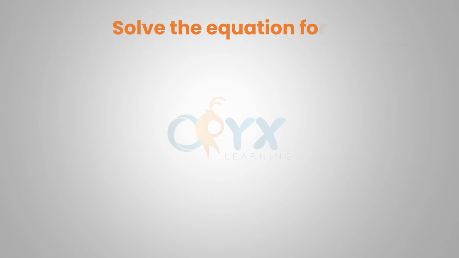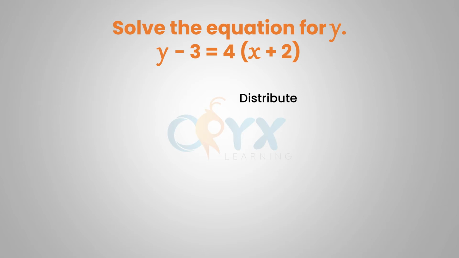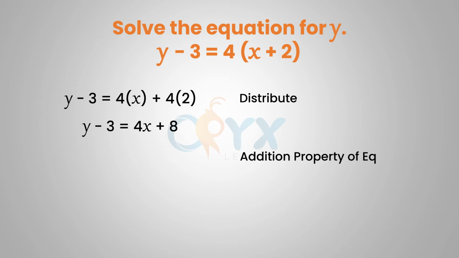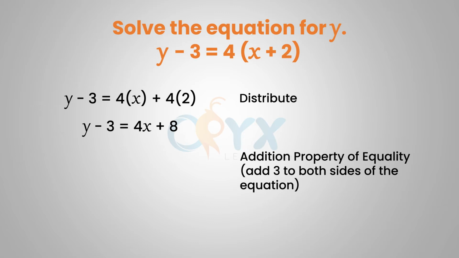Solve the equation for y. y minus 3 equals 4 times the quantity x plus 2. First, I'm going to distribute the 4 on the right-hand side. So I have y minus 3 equals 4 times x plus 4 times 2. Simplifying, I get y minus 3 equals 4x plus 8. Next, I need to add 3 to both sides of the equation using the addition property of equality. Simplifying, I will get y equals 4x plus 11.